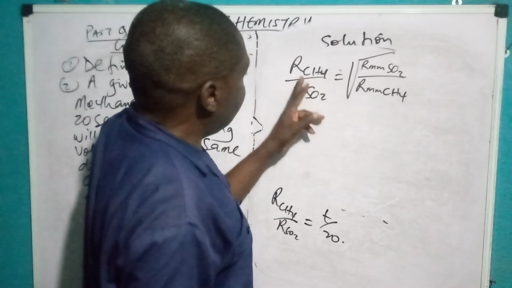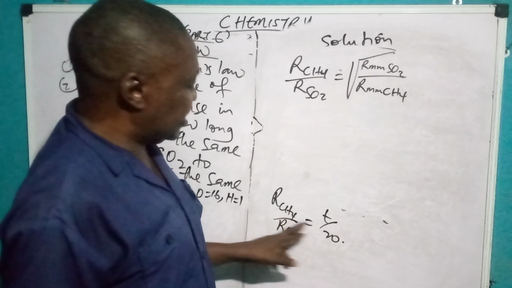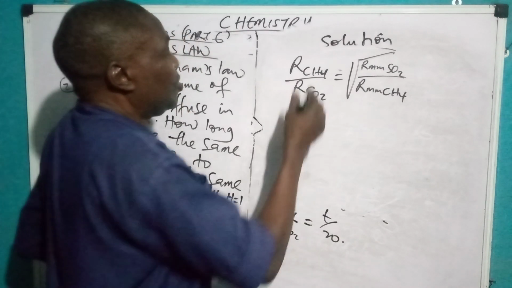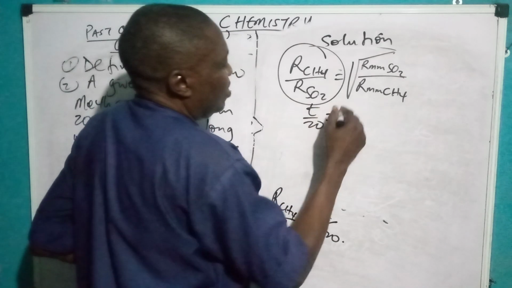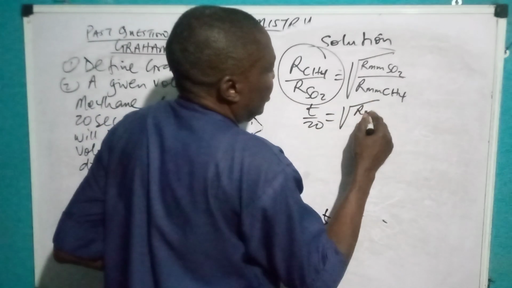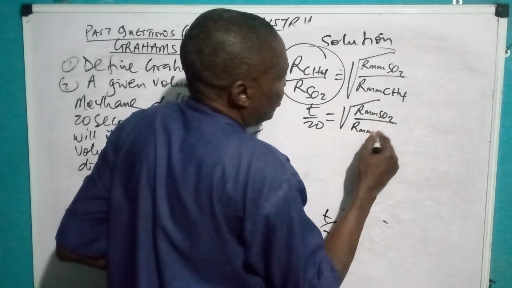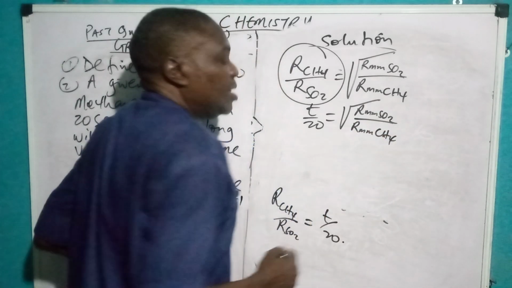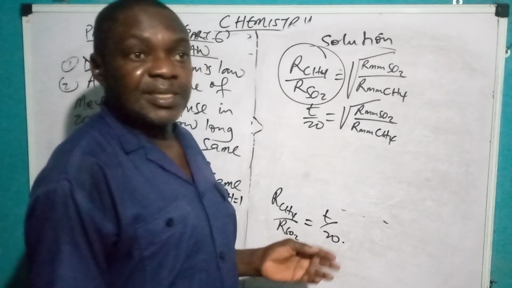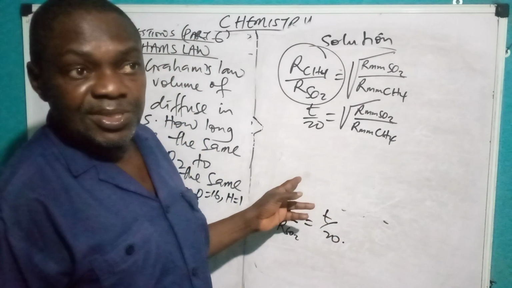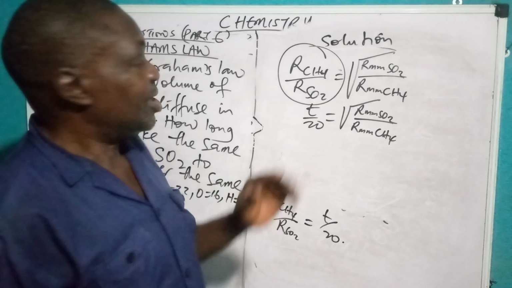This is what we have, rate. But we already said that this rate is equivalent to T over 20. So we'll substitute this one and put T over 20 equals square root of RMM of SO2 over RMM of CH4. Remember I told you, see the way we are putting in and substituting. That's how this law is. Graham's law of diffusion. All you need to do, don't rush it.